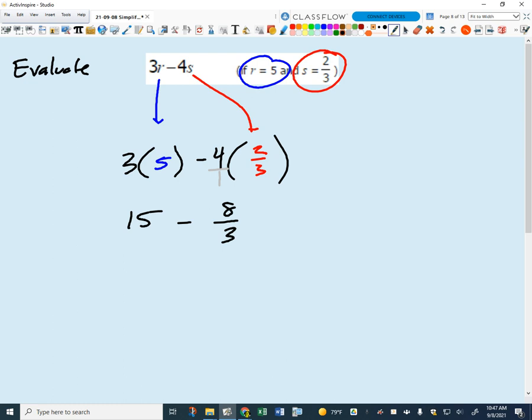Okay, last step. How do we add or subtract fractions? What do we always have to get? Common denominator, right? We got to have a common denominator. Well, my denominators right now are 1 and 3. Remember that the common denominator is the least common multiple. Least meaning smallest. So we want the smallest number that both 1 and 3 divide into. Well, what is that? What's the smallest number that both 1 and 3 would divide evenly into?